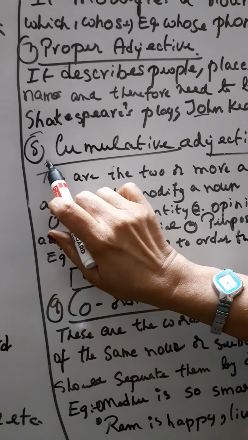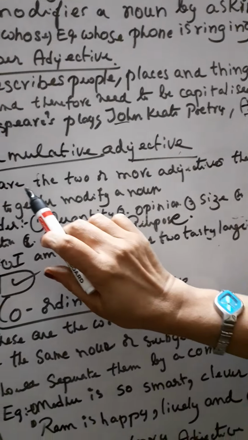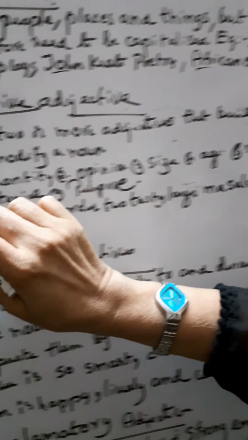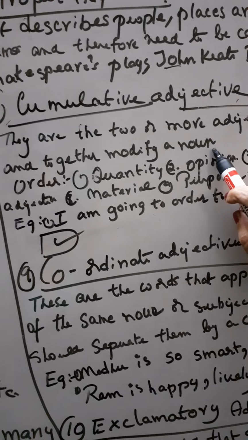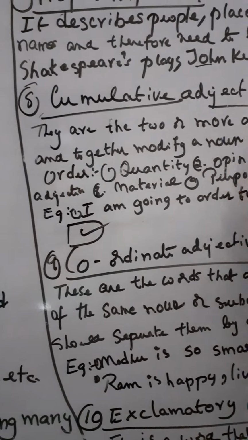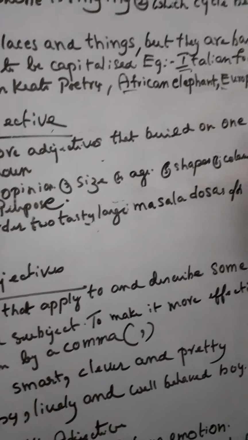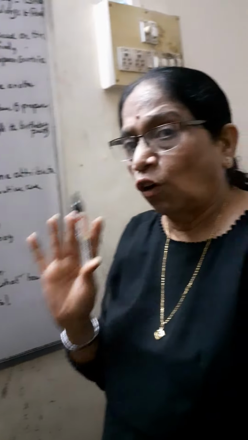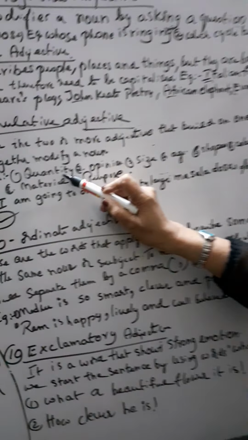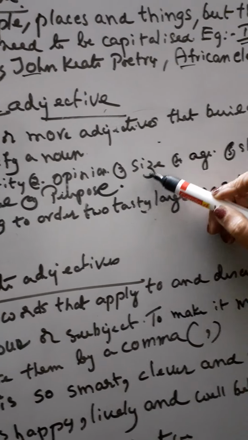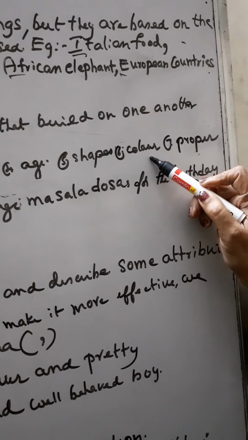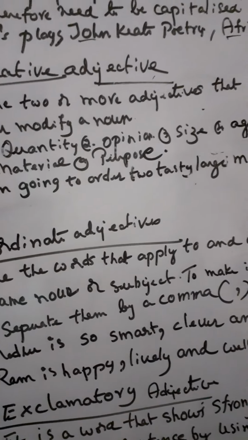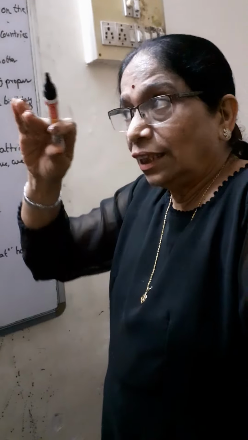Our eighth adjective is the cumulative adjective. They are two or more adjectives that build on one another and together modify a noun. They should be in a specific order. Their order should be quantity, opinion, size, age, shapes, color, proper adjective, material and purpose. You have to write your adjectives in this specific order.